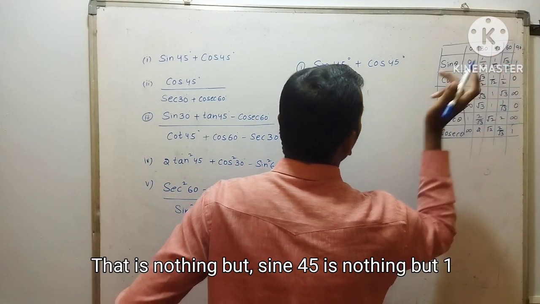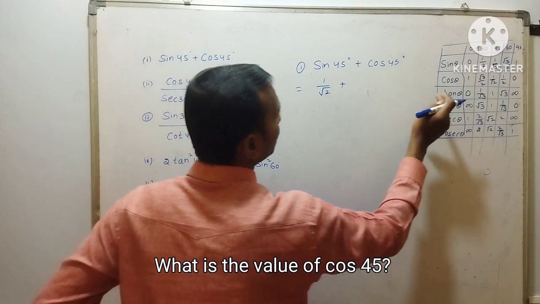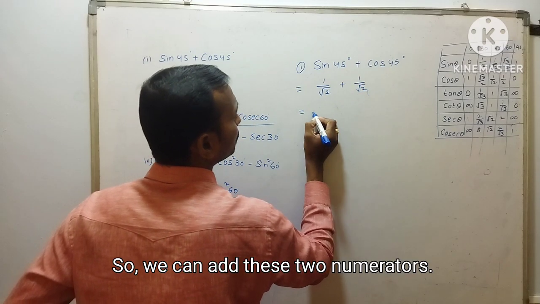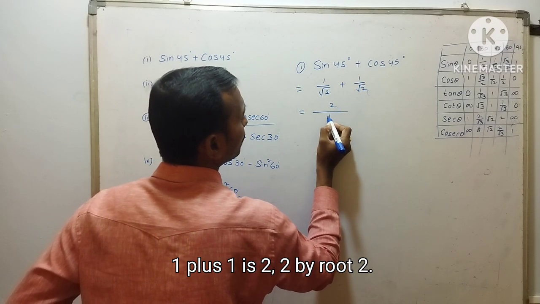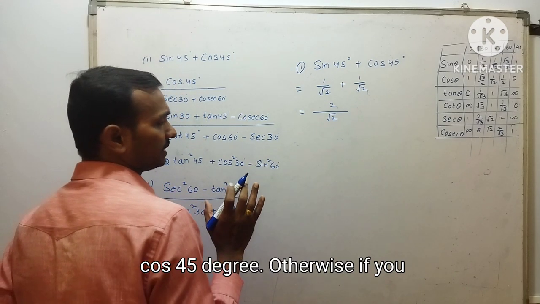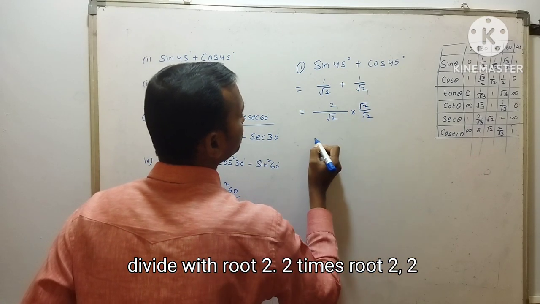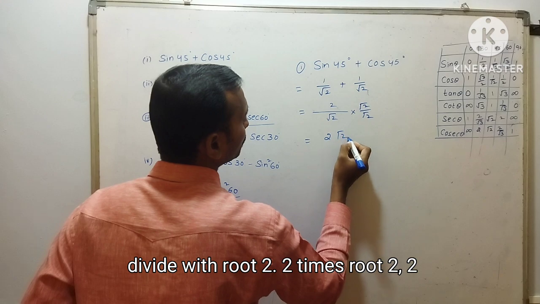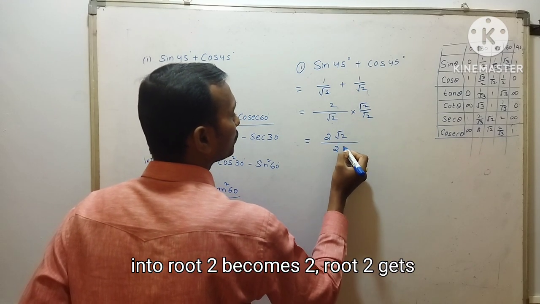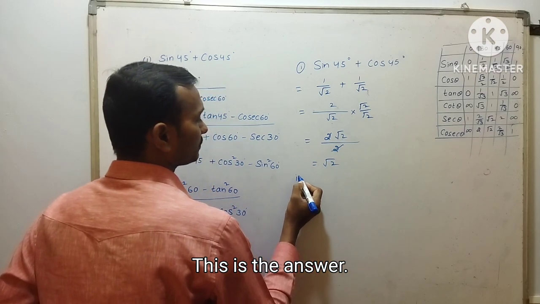Sine 45 is nothing but 1 by root 2. What is the value of cos 45? 1 by root 2 again. So we can add these two numerators. 1 plus 1 is 2, 2 by root 2. So this is the answer of sine 45 degree plus cos 45 degree. Otherwise, if you rationalize the denominator, multiply and divide with root 2. 2 into root 2 become 2 times root 2. Root 2 into root 2 become 2. 2 gets cancelled. Finally, we are left with root 2. This is the answer.